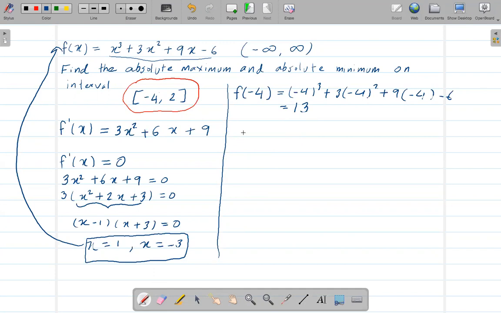Similarly, now let's say f of 2. You can use the same process, and you should get negative 8. Okay, now I got the value of f at the endpoints. We call these numbers of the interval endpoints, because we have 2 points.